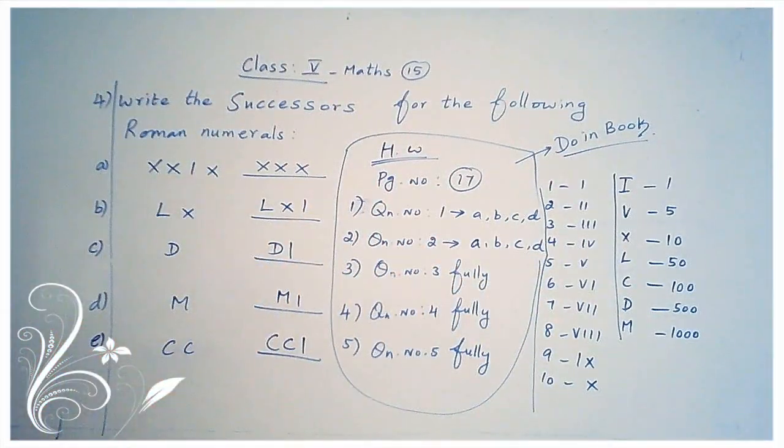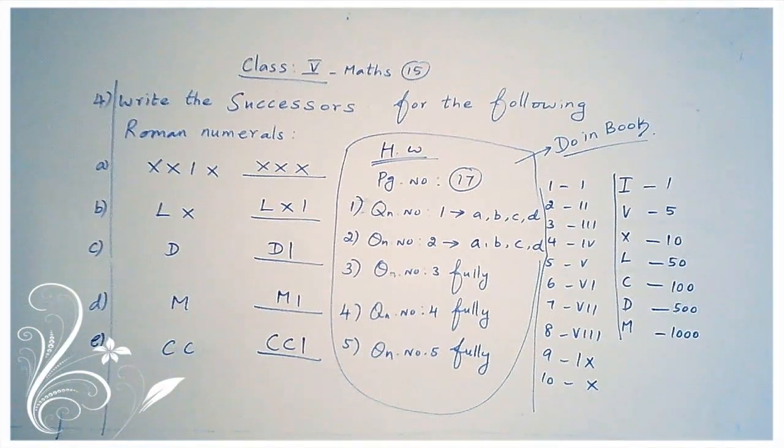Children, all of you take your book, page number 17. Now mark the homework sums. First question. All of you see the first question in your book. Write the following in Roman numerals. Here the questions are given in Hindu Arabic numbers. Now you convert them into Roman numerals. In question number 1, A, B, C, D, all sections are homework only. Okay, children? Do it in your book.